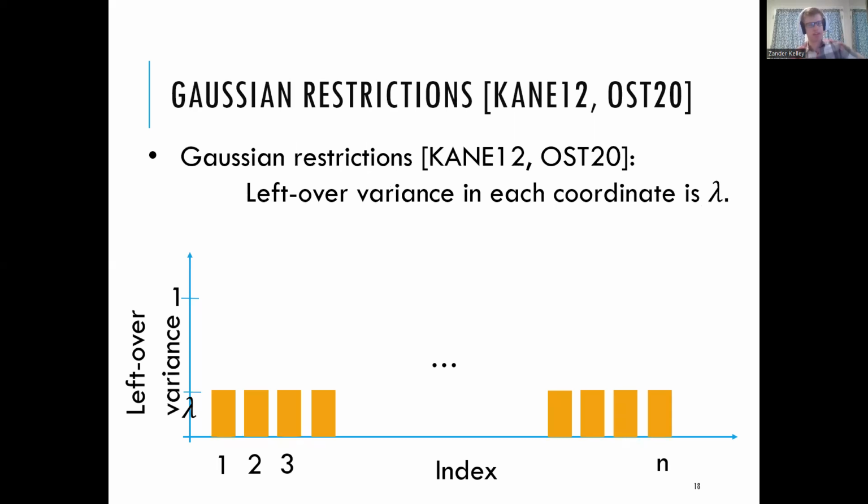Okay. So now get to the Gaussian setting. Similarly, in the Gaussian case, we'll want to describe some process which also leaves a lambda fraction of the variance on average in each coordinate. However, the thing different here is that in the continuous setting, we can actually do this more uniformly just by leaving exactly lambda variance in every coordinate. So that's what's pictured here.